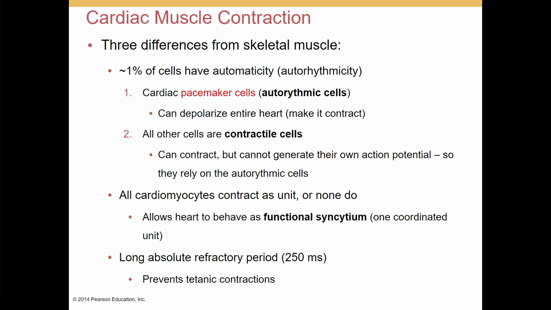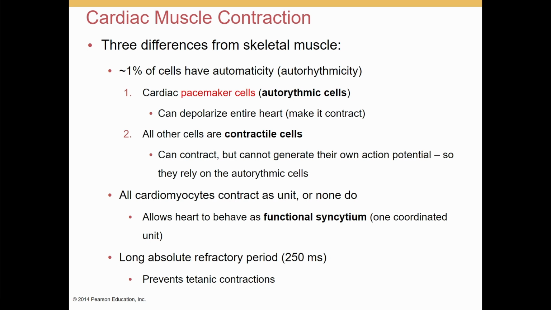The heart also contracts as a unit. What contracts as a unit are the cardiac muscle cells called the cardiomyocytes. And if the cardiomyocytes do not contract as a unit, none of them do. This ensures that the heart behaves as a functional syncytium, which is as one coordinated unit.